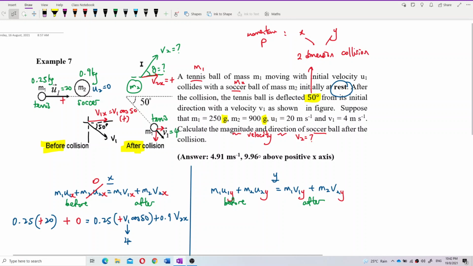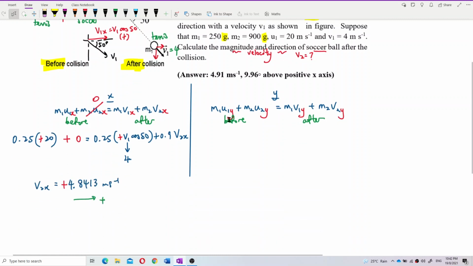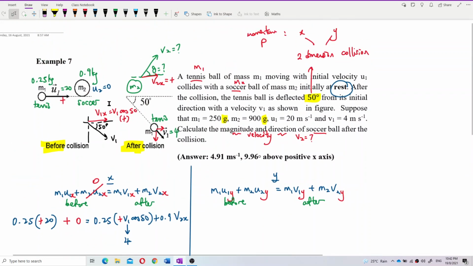Now we want to find V2y, and then we do the Pythagorean theorem. We can find V2 already. So let's do the y component. The same thing. Now we just look at only the y components. So look at before collision. Before collision, look at M1, the tennis ball. Mass is 0.25. Just put 0.25.